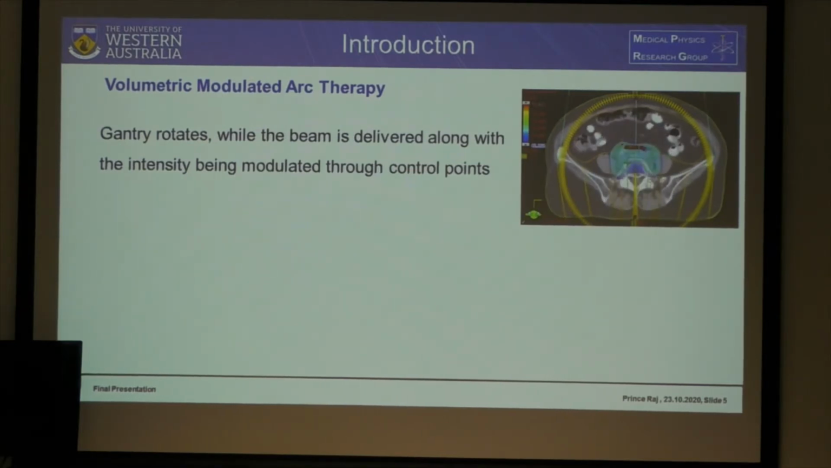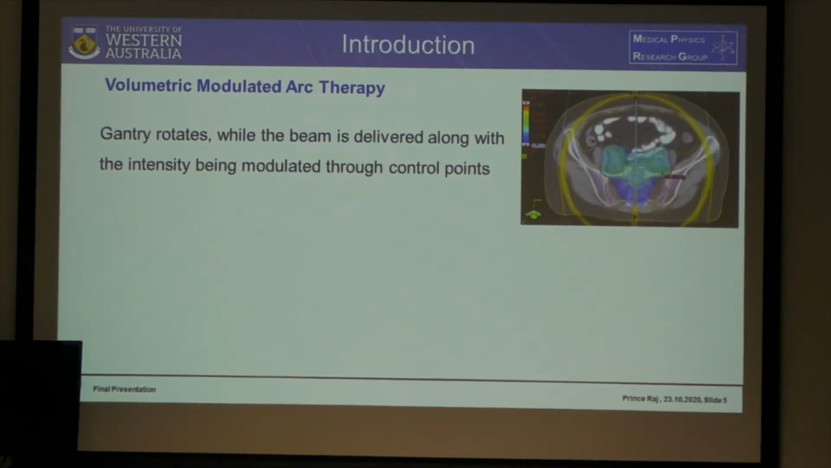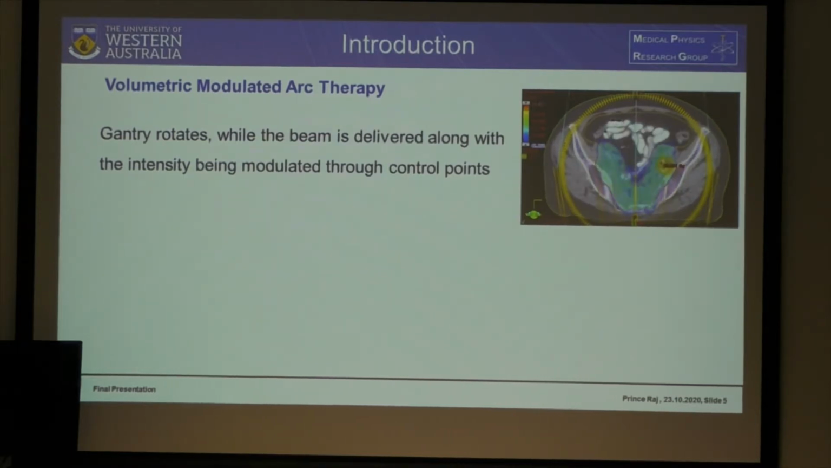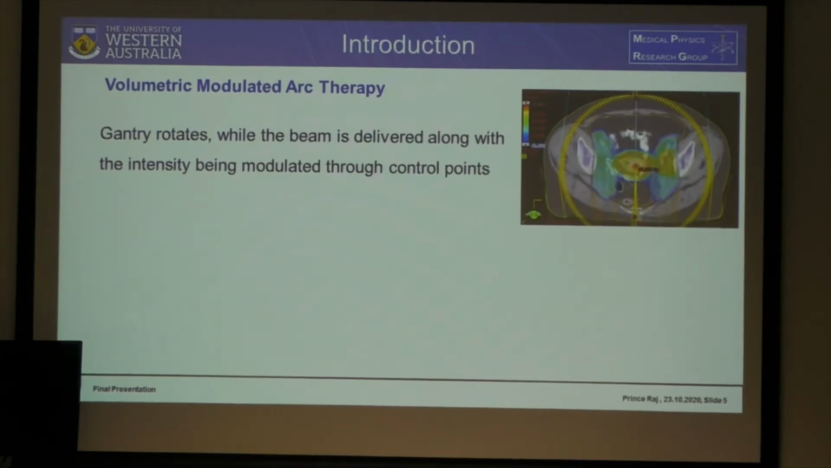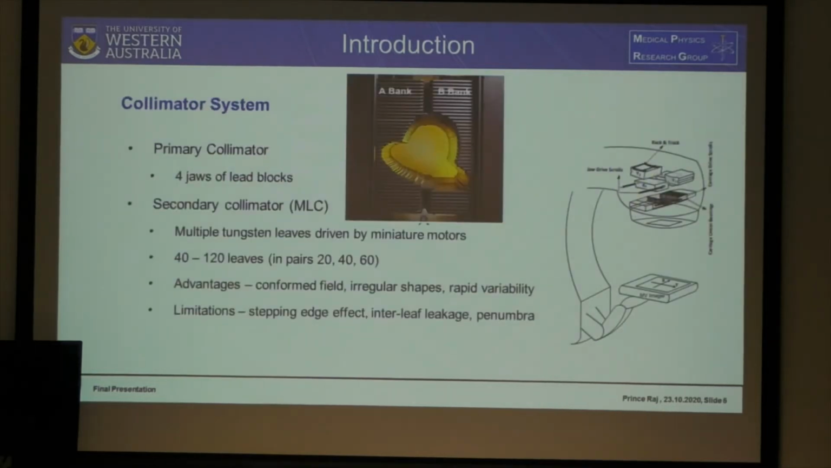Volumetric modulated arc therapy is an evolution from the IMRT sliding window method. The gantry rotates while the beam is delivered, similar to the IMRT sliding window method. However, the intensity is modulated through various control points around the beam. As we already know, it is delivered through a LINAC.